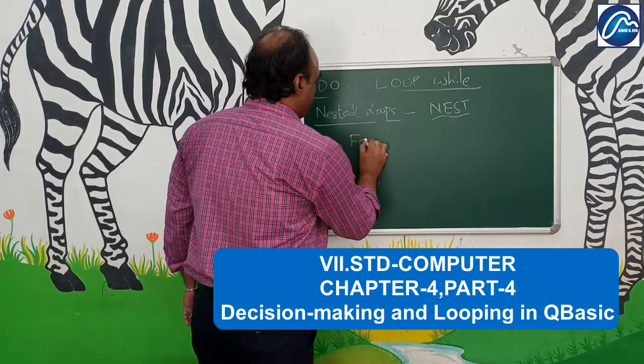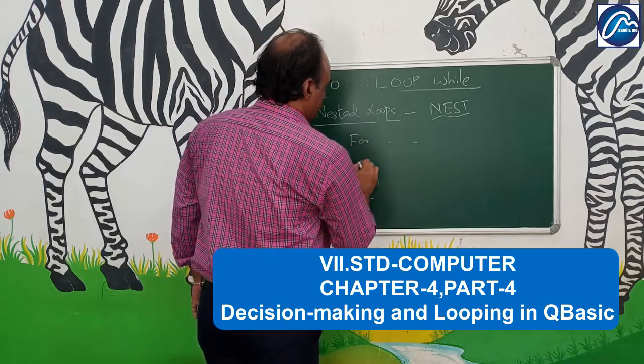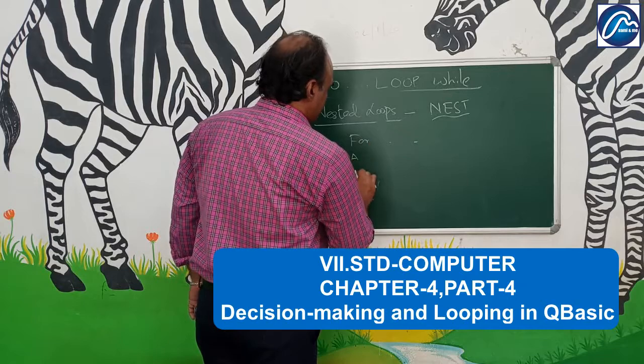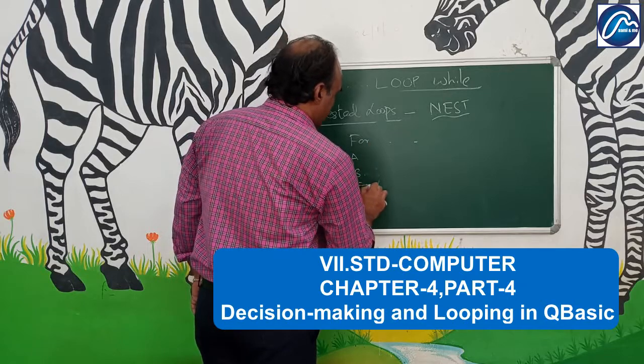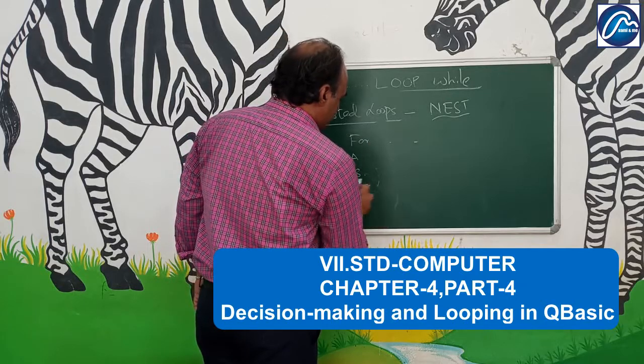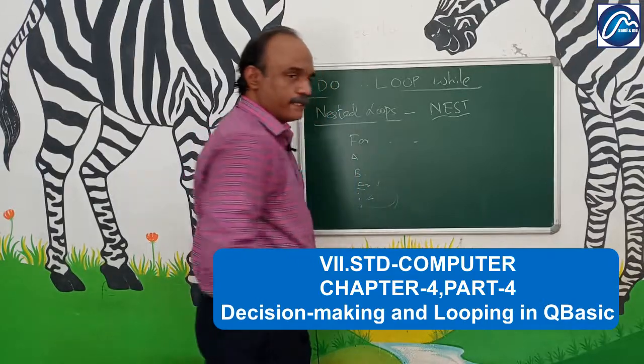There is one loop here, supposing some statements are there, A, B, C. Again there is some loop here. So this loop gets executed till certain conditions are repeated.